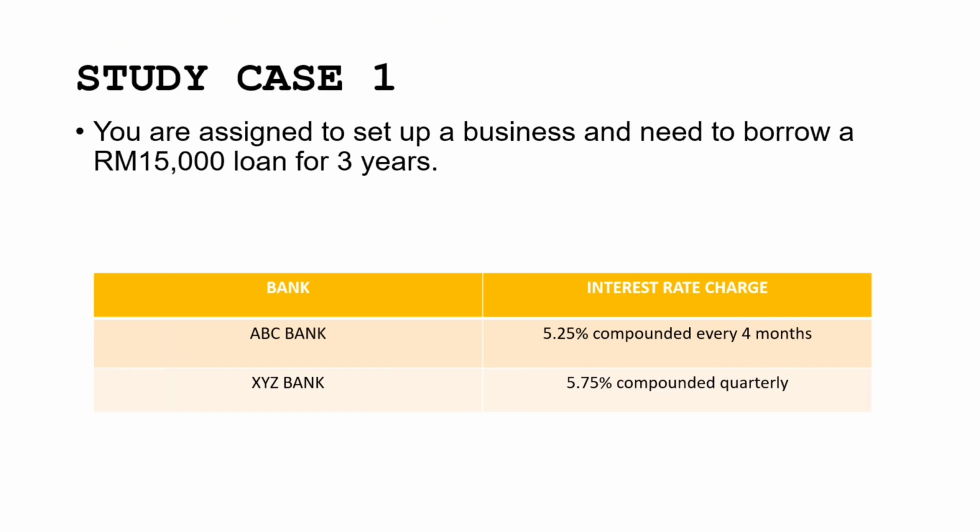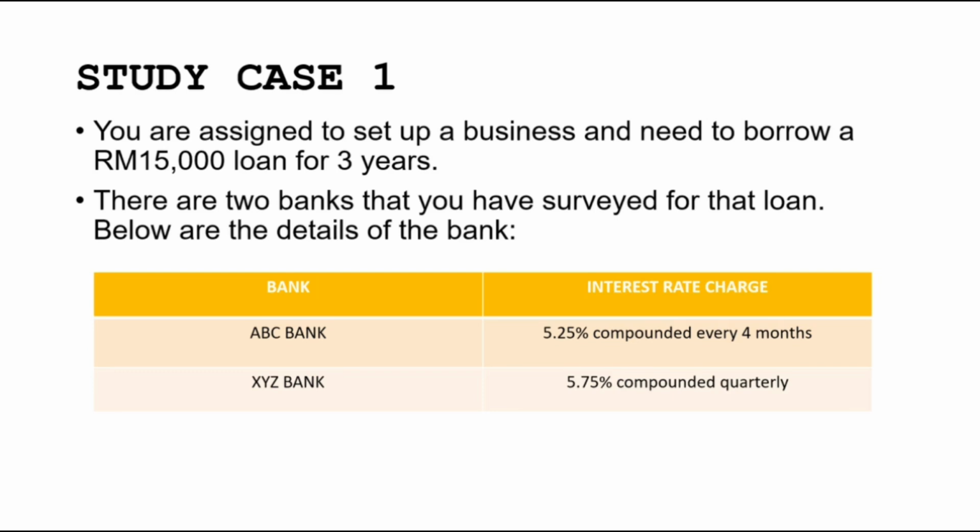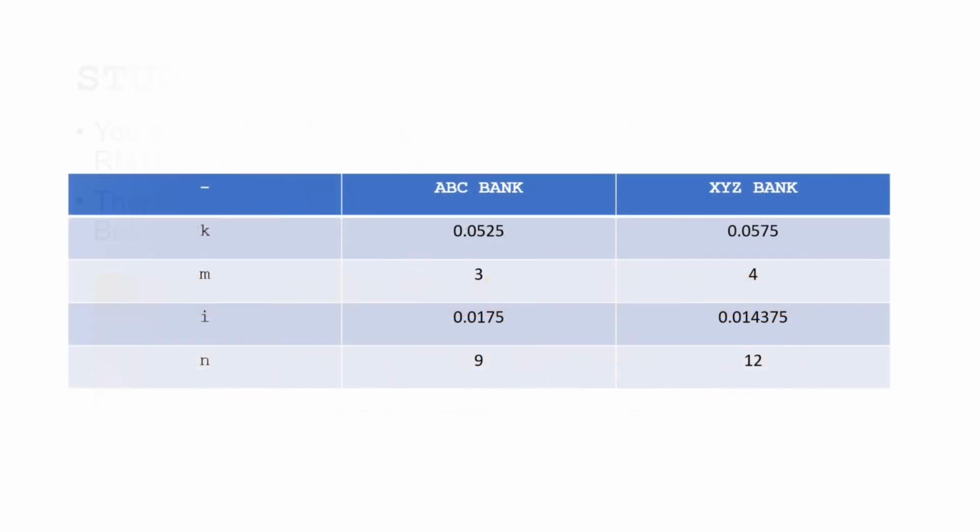You are assigned to set up a business and need to borrow a 15,000 ringgit loan for 3 years. There are 2 banks that you have surveyed for that loan. Below are the details of the banks. ABC Bank charges an interest rate of 5.25% compounded every 4 months, while XYZ Bank charges an interest rate of 5.75% compounded quarterly.